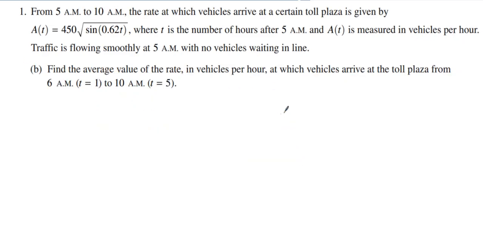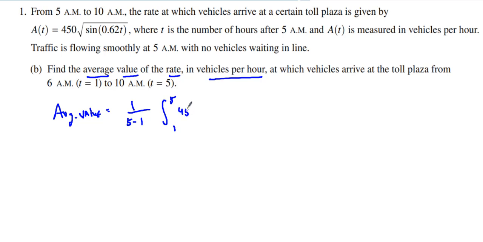Okay, let's go to question B. Question B is we're looking for the average value of the rate in vehicles per hour. So how are we going to do an average value of the rate? Well, we're going to do 1 over, and we start at 1, we go to 5, so 1 over 5 minus 1, okay? And we're going to do 450 the square root of sine of 0.62t dt. And I'm going to do this in my calculator, but in my calculator I'm going to do 1 over 4, the integral from 1 to 5 of f of x dx.